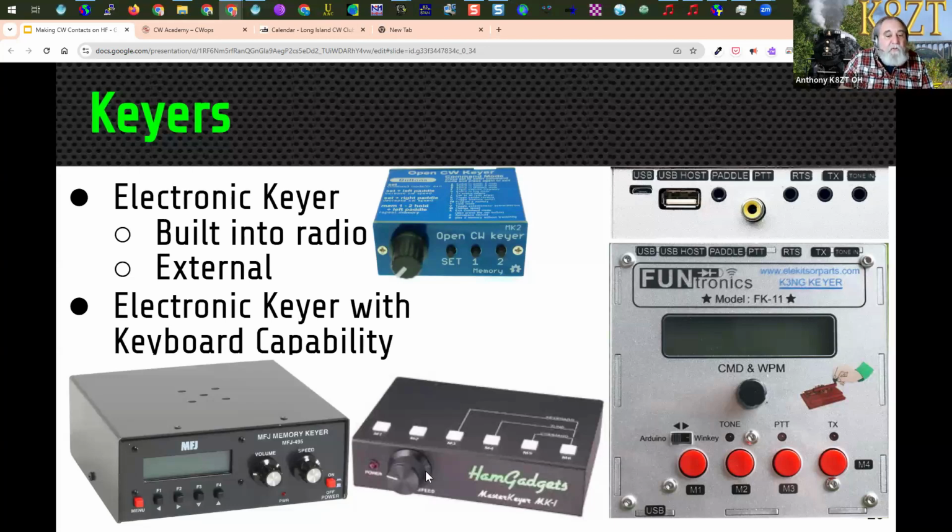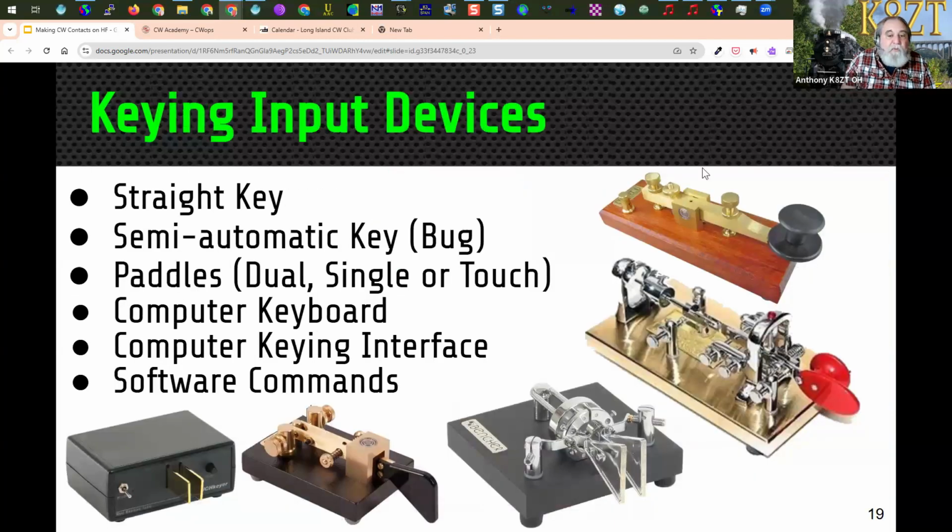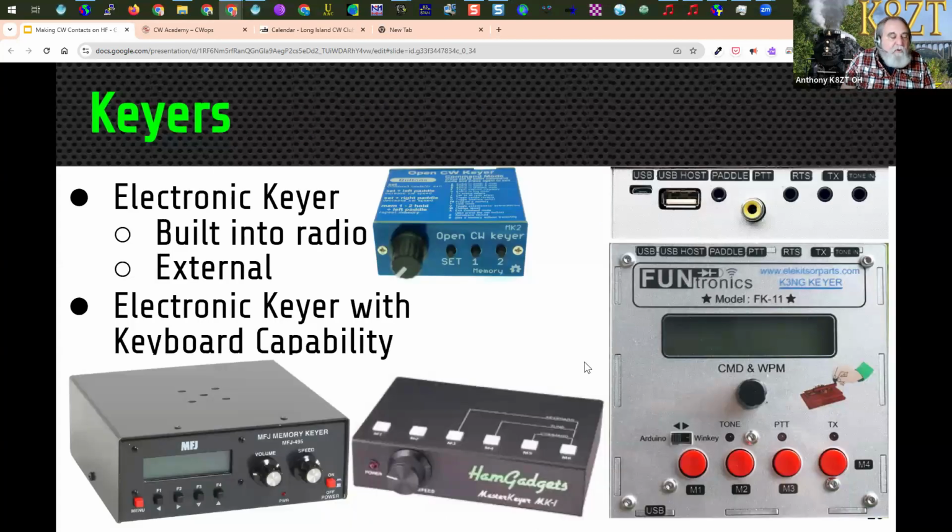So this one and this one both allow you to plug in a USB keyboard and simply strike a key on the keyboard, and it will send that character. So if you're a good touch typist and you want to go that route, you don't need to use paddles. A lot of people enjoy using paddles. They like the feeling that it gives you, but if you just want to be able to key it with a keyboard, you can do that too.